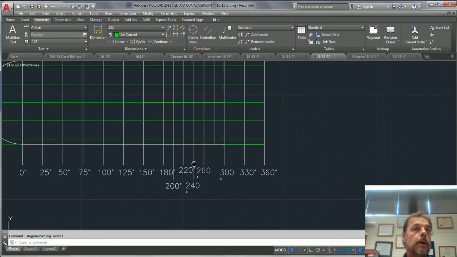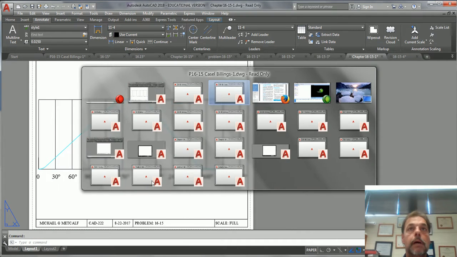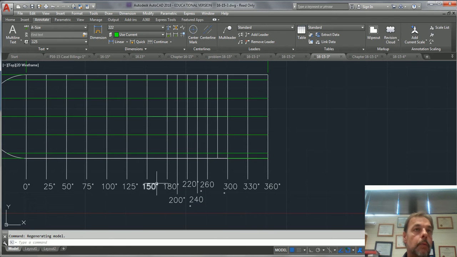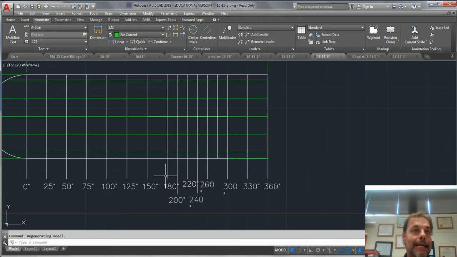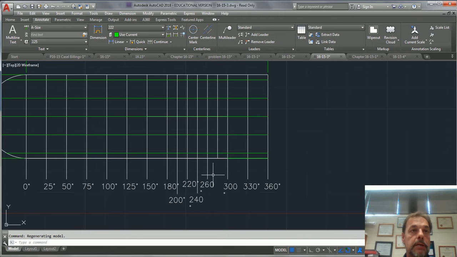Alright, and then what are we dwelling at the top here? We're dwelling 30, so we're going to go to 150 and we're dwelling for 30, which puts us at 180. And then we're falling 120, so 180 plus 120 takes us to 300, and then we're going to dwell the rest of the time.